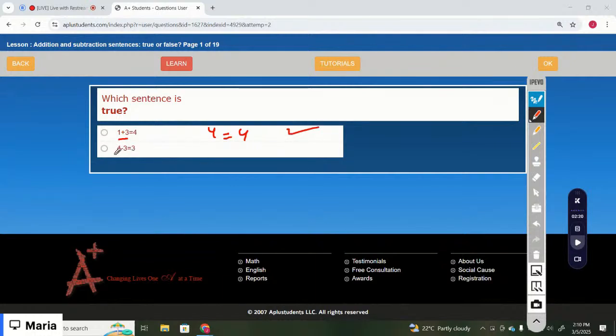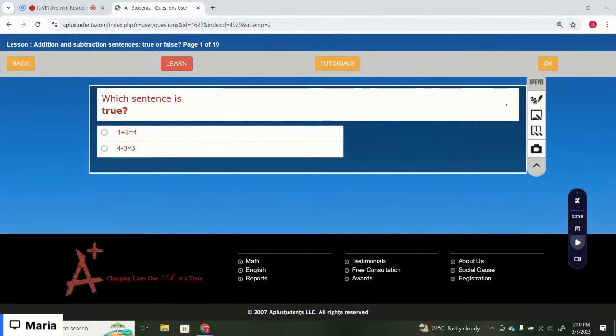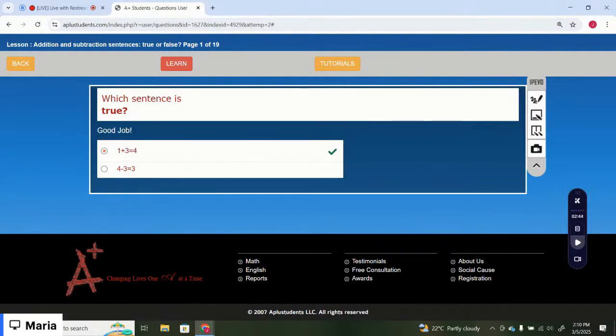Look at the second one. 4 take away 3 is 1, and 1 is not equal to 3. So that is false. Got it? Option number 1 is the correct option. 1 plus 3 equals 4. That is the correct one.